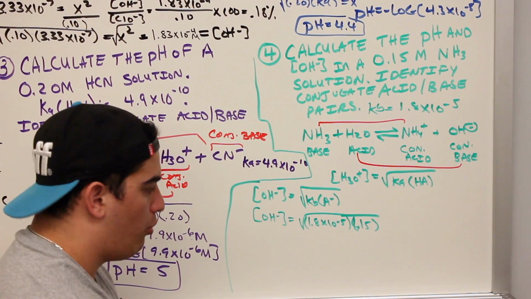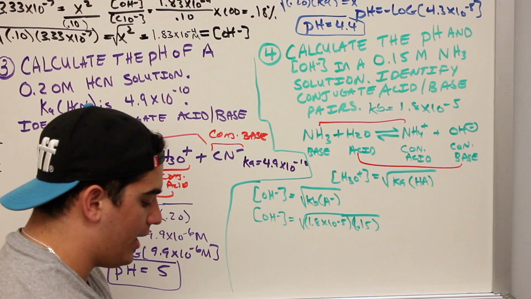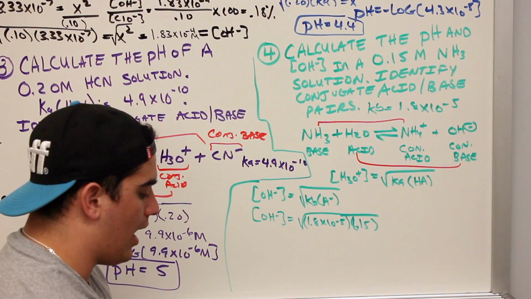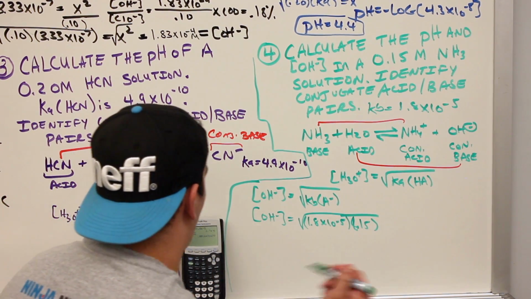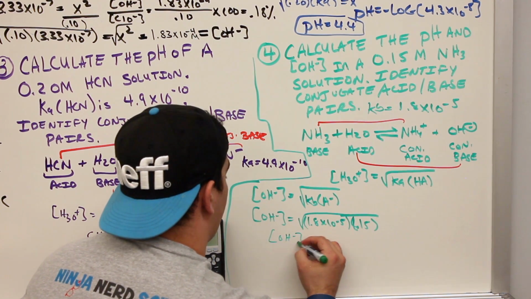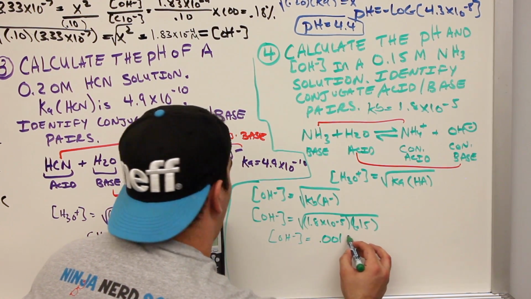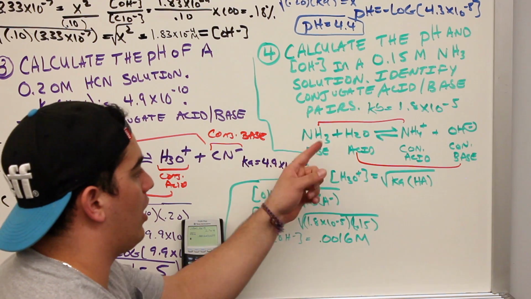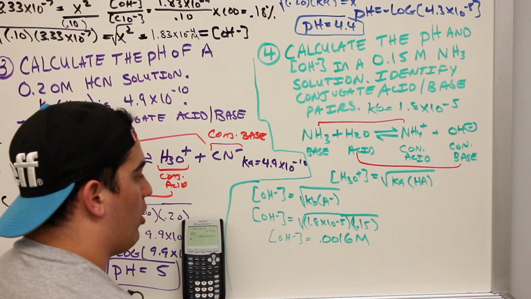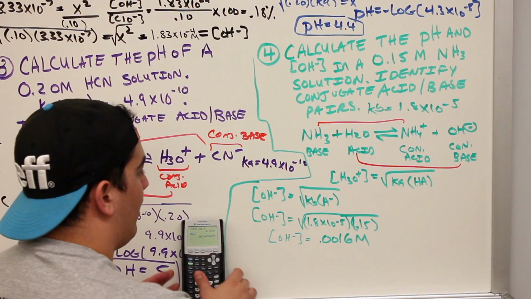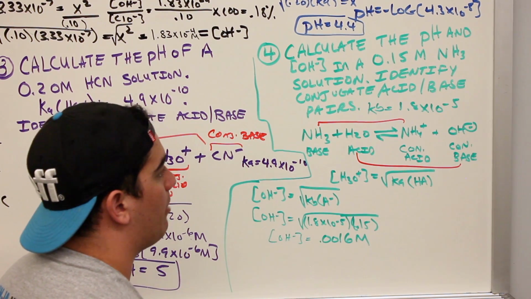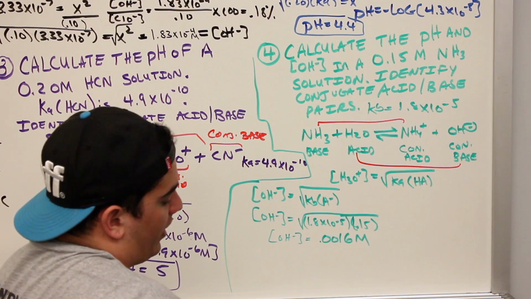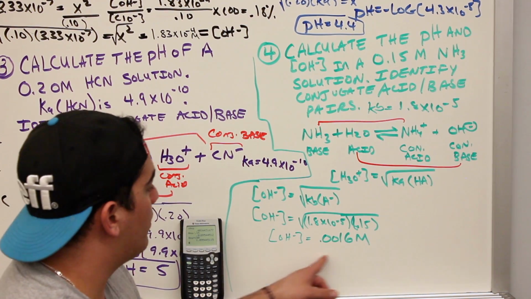All right, so let's do this. 0.15, and we're going to multiply this by 1.8 E to the negative 5. And I'm going to square root that, guys, and I get 0.0016. So hydroxide ion concentration is equal to 0.0016 molarity. So that's that first question that we answered, the hydroxide ion concentration, right? And then we did our conjugate acid base pairs. Now, what do we do? To make sure that this is so small that it's insignificant, I take the 0.0016 and I divide it by the initial concentration, which was 0.15. And then I multiply it by 100. And I get 1.09%.